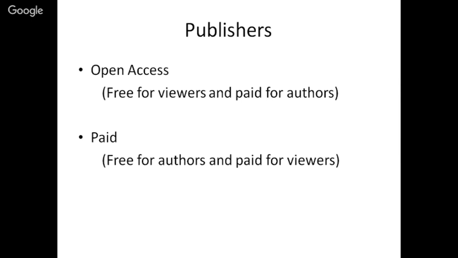But there are two types of publishers available here. One is open access, and the other is paid. Open access journals are free for the viewers and paid for the authors. Suppose I am going to publish an article in this kind of journal, they will charge money from the author, and the viewers who are going to read this article get it free of cost on the internet, or maybe in the form of hard copy. And there are other types of journals that are free for the authors and paid for the viewers.